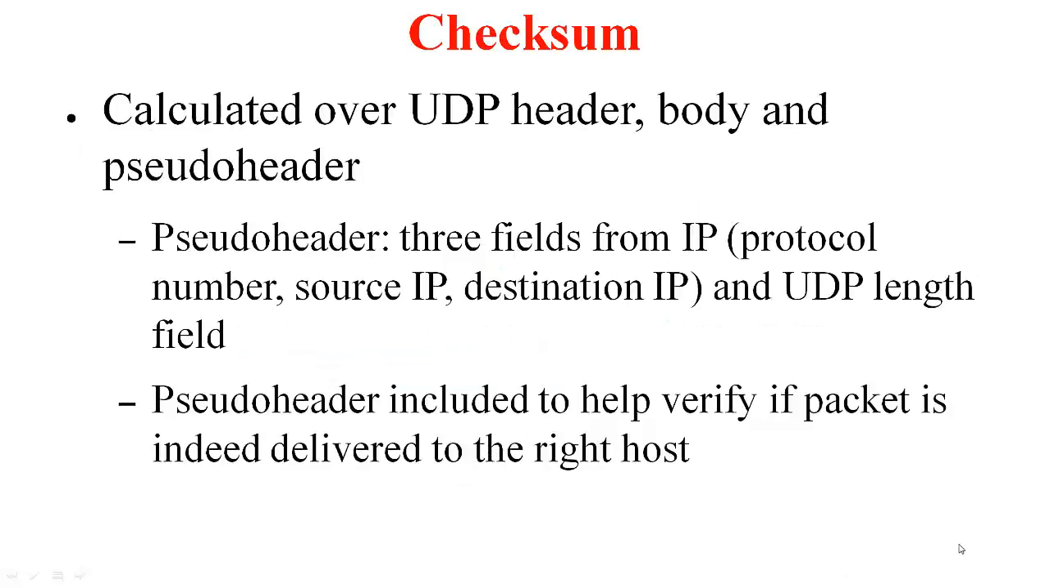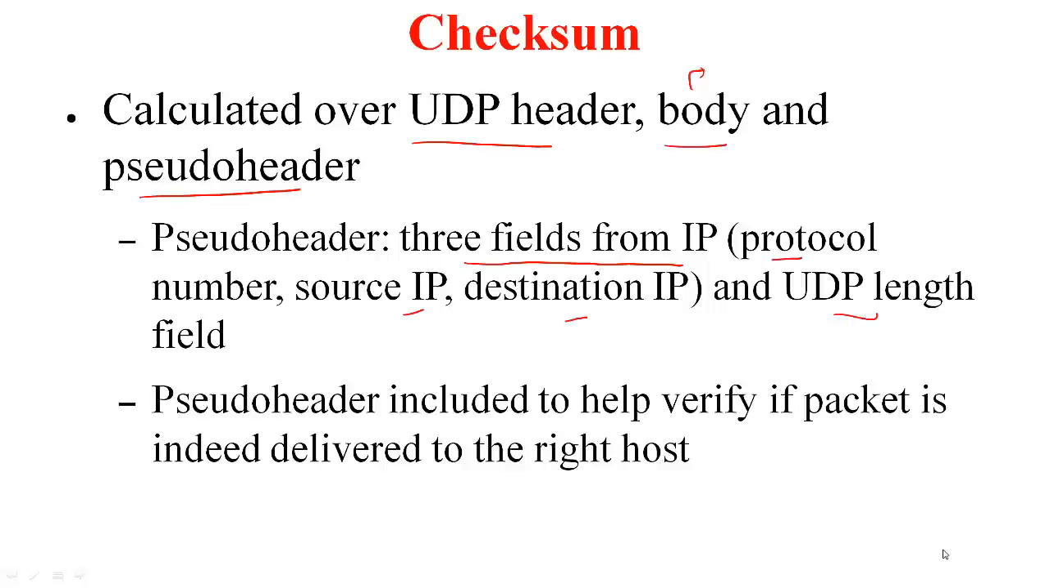So over what fields is the checksum calculated? It is calculated over the UDP header, the body, which is the application layer data, and something called the pseudo header. What is the pseudo header? It is made up of 4 fields in total. 3 fields actually come from the IP header: the protocol number, source IP and destination IP. And then you are repeating the UDP length field. In other words, this UDP length field is counted twice when you are calculating the checksum.